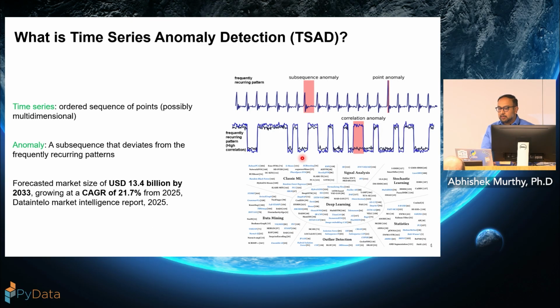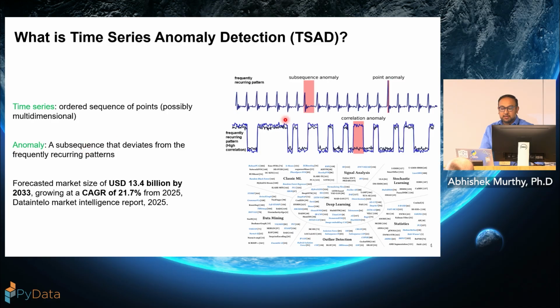Time series. We often understand time series as a collection of ordered measurements. These measurements can be multidimensional in nature, and they often tend to have some repeated patterns in them. So consider this univariate ECG signal. It has a repeating train of pulses, which is the repeating pattern in the time series. Any subsequence that deviates from this repeated pattern is called an anomaly, and it's often very interesting.